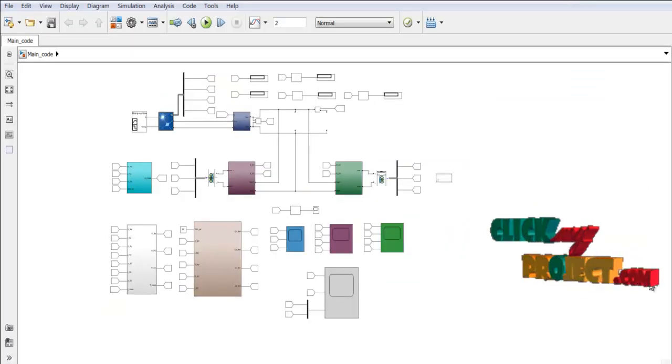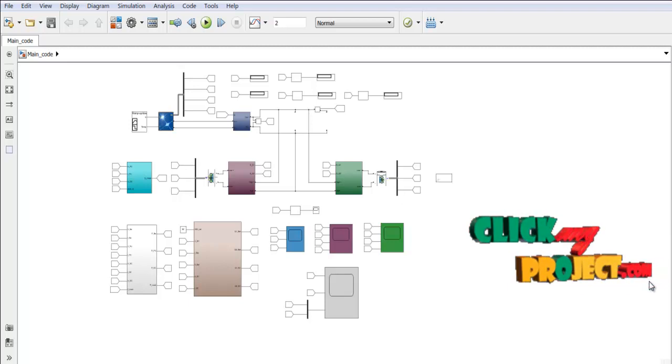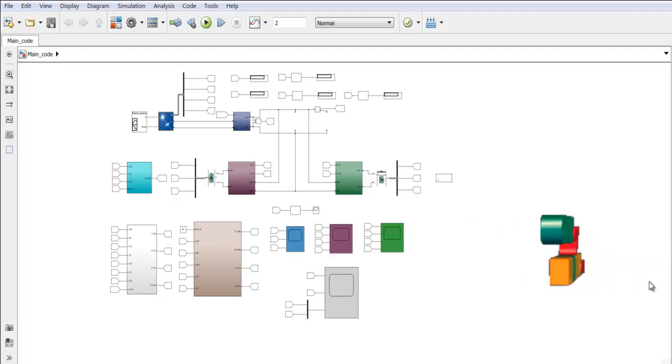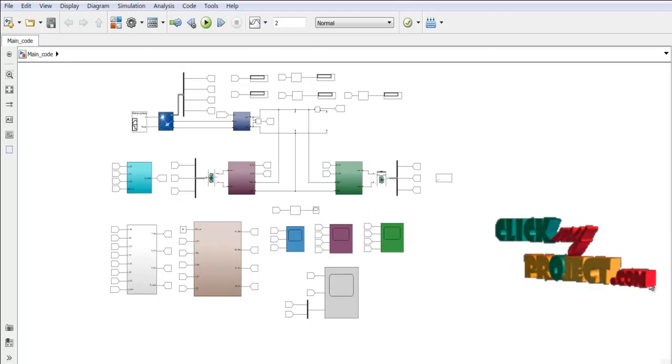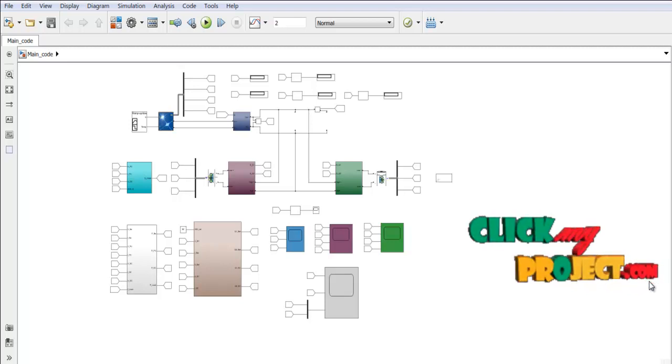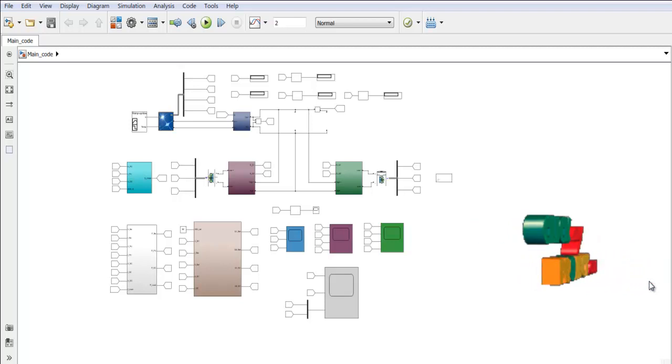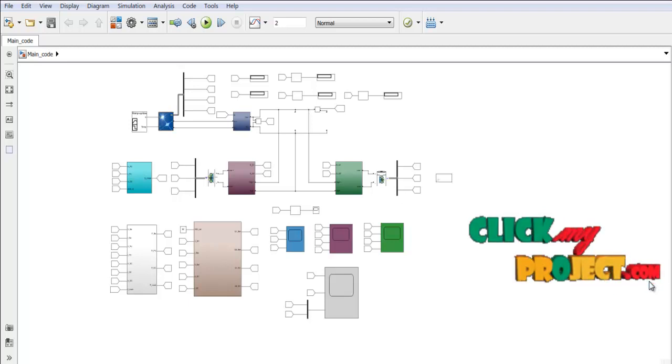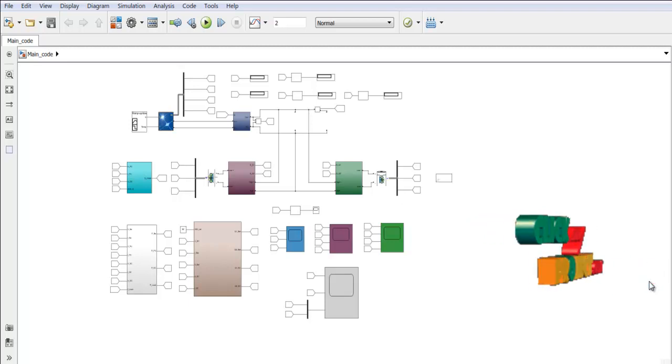Let us see the simulation part. First of all, the irradiation part, the irradiance and temperature, which are not constant. The varying values are connected to the PV panel, and then the DC to DC converter. This is a DC to DC converter.